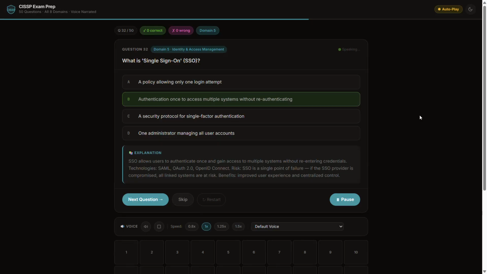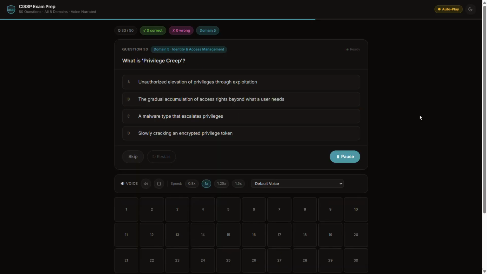Correct answer: B. SSO allows users to authenticate once and gain access to multiple systems without re-entering credentials. Technologies: SAML, OAuth 2.0, OpenID Connect. Risk: SSO is a single point of failure. If the SSO provider is compromised, all linked systems are at risk. Benefits: improved user experience and centralized control.